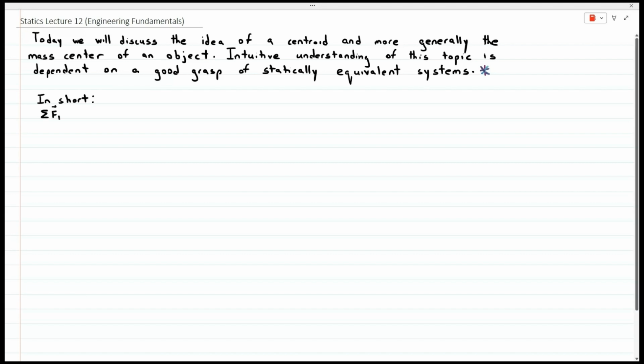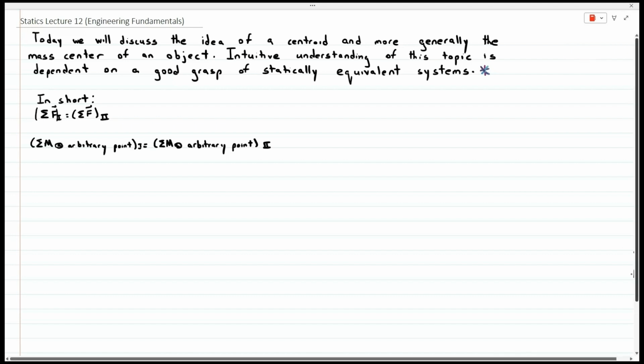But in short, what it says is that the sum of the forces in one system has to be the same as it is in the second system. And this is the same for moments about any arbitrary points. In one system, it has to be the same as it is in another system. It really depends on how you're willing to group these two systems.